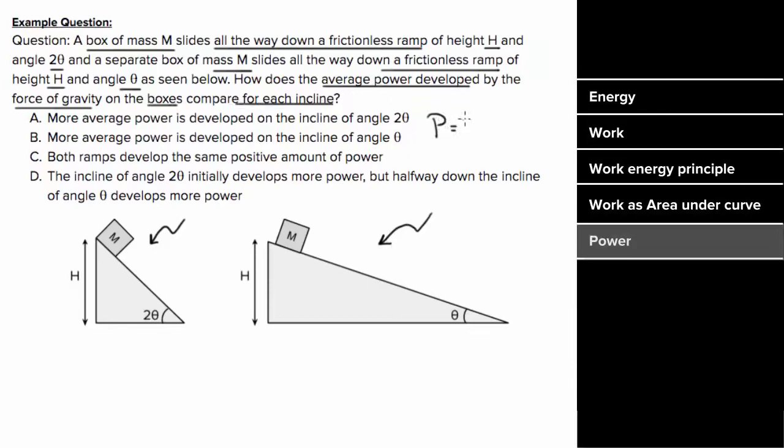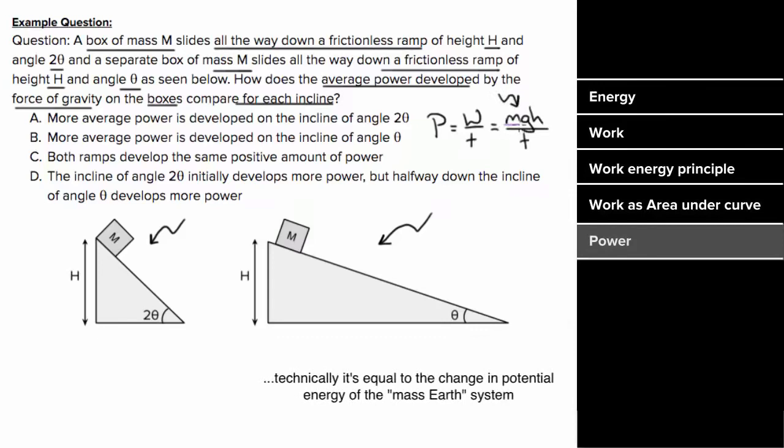Power is the work done per time. The work done on these boxes is going to equal the change in kinetic energy of these boxes, which would equal the change in potential energy of the boxes. But the mass of the boxes are the same, the gravitational acceleration is the same, and the height they fall from is the same. So the work done on the boxes are equal, but the time it takes for these boxes to slide down the ramp is not equal.